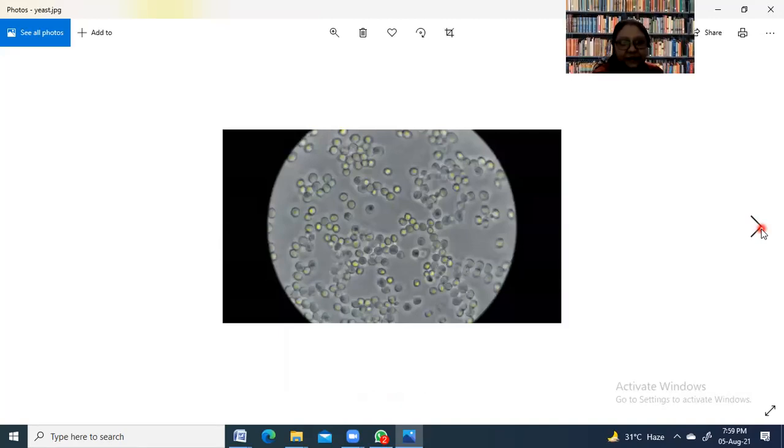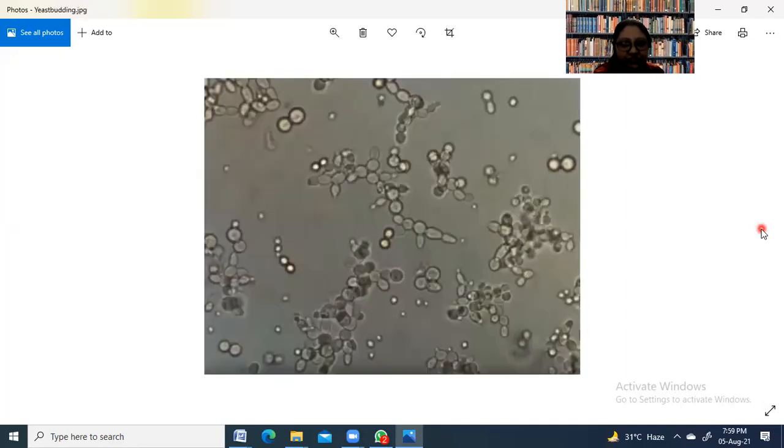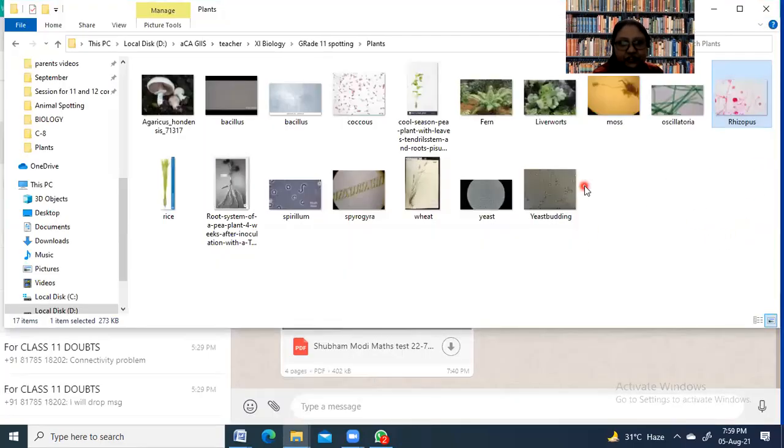What is this? Yeast. Yes, it is having budding also. If you see, they have budding. So the yeast budding structure is also there. Now let me show you.